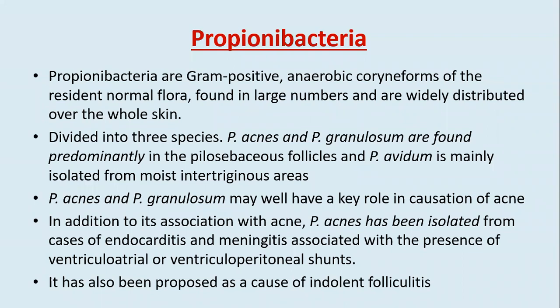Propionibacterium. Propionibacteria are gram-positive anaerobic pleomorphic bacteria, which are resident normal flora and widely distributed on the whole skin. Mainly, there are 3 species: Propionibacterium acnes and Propionibacterium granulosum, which are found mainly in pilosebaceous follicles, and Propionibacterium avidum, which is found in moist intertriginous areas.